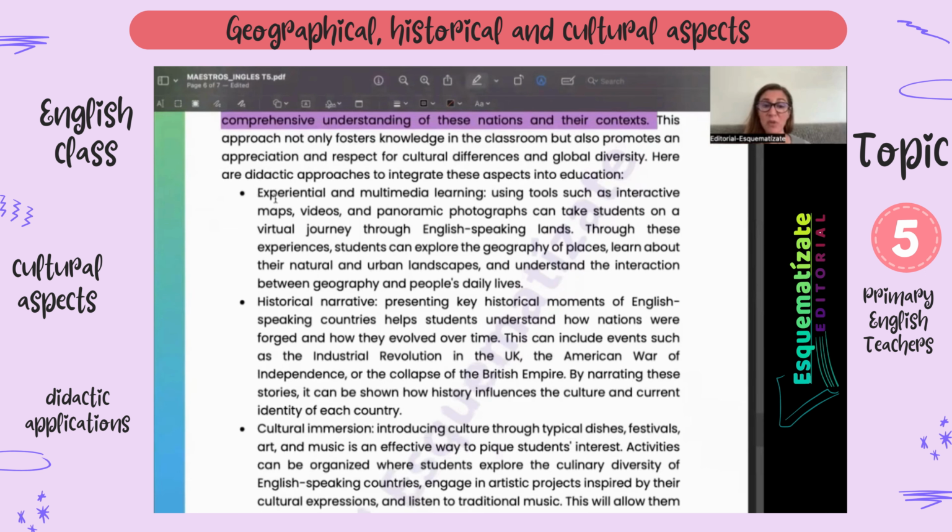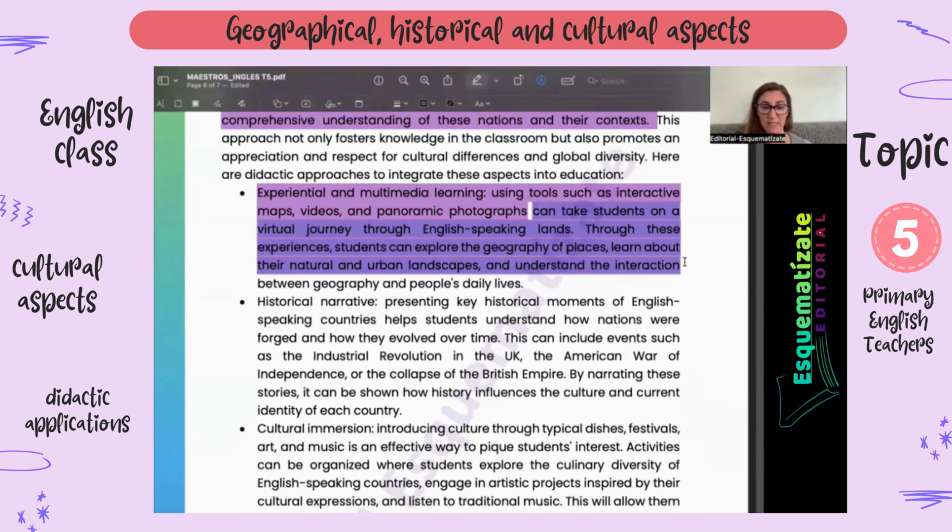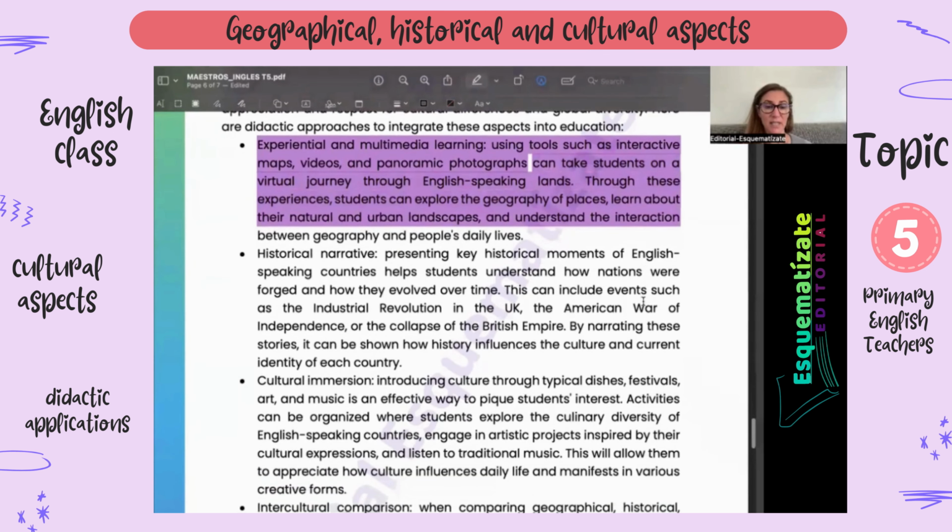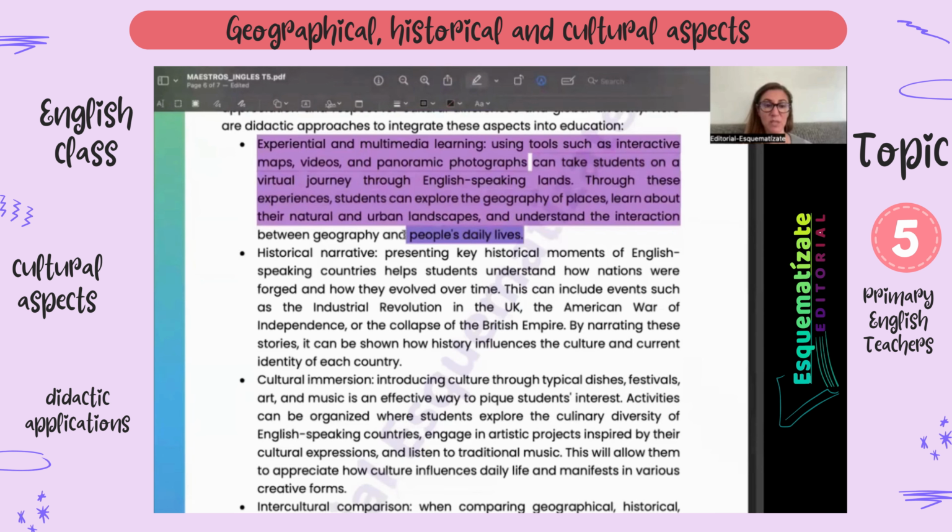Well, experiential and multimedia learning, tools such as interactive maps, videos, panoramic photographs. So using things like Google Earth to show the different landscapes of the different countries, taking them on a virtual journey, exploring the geography, the difference between natural and urban landscapes in countries and the diversity there. Understanding interaction between geography and people's daily lives.